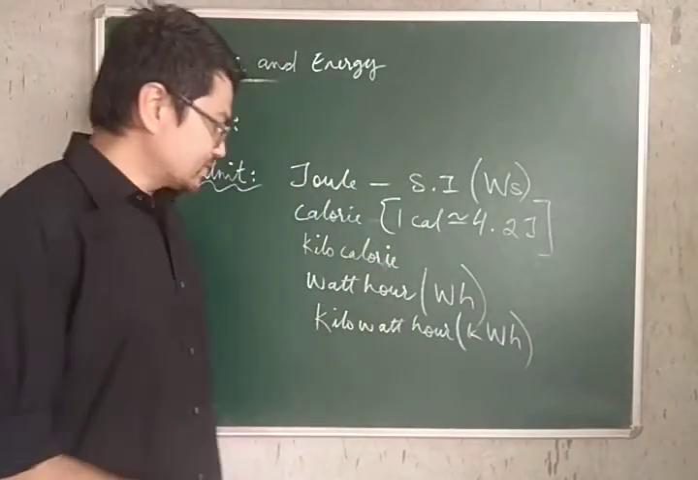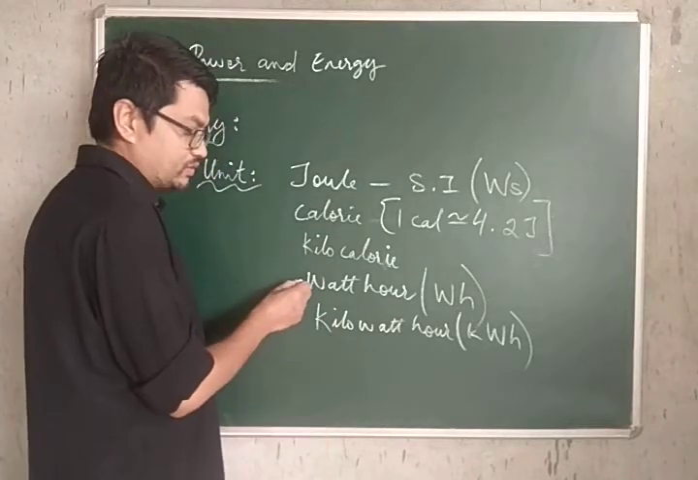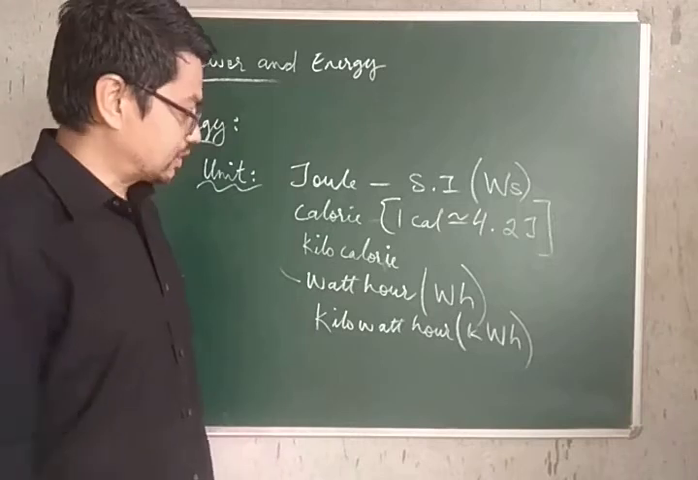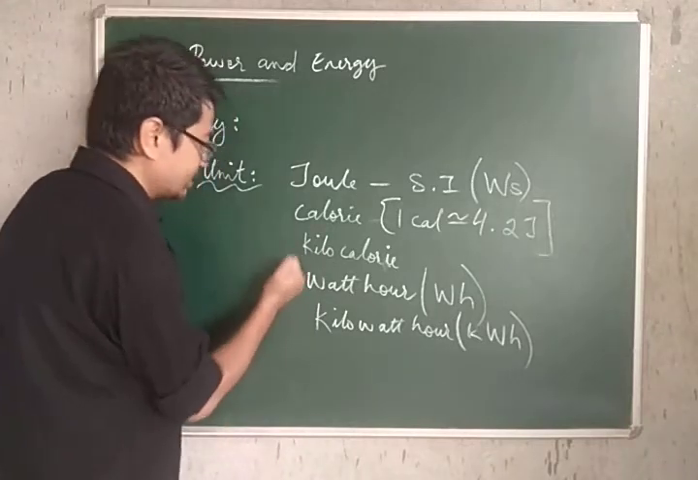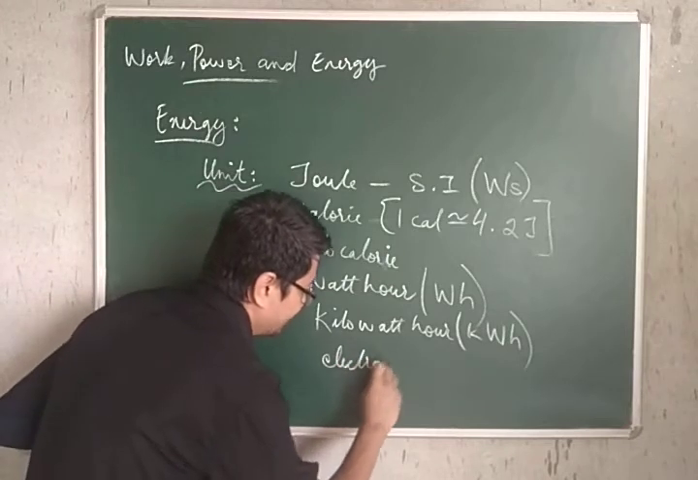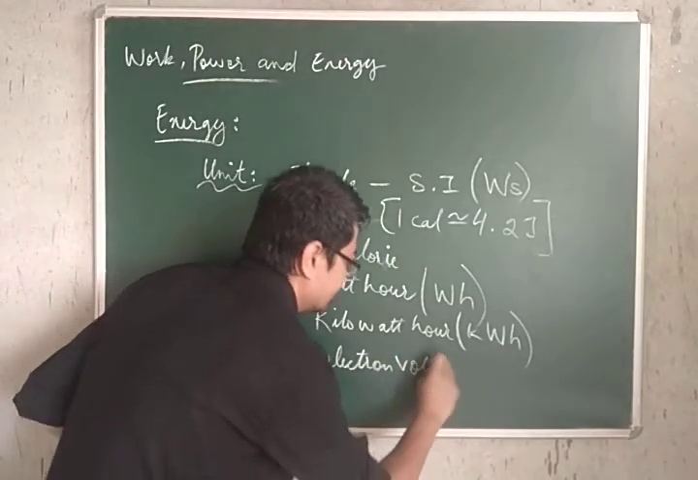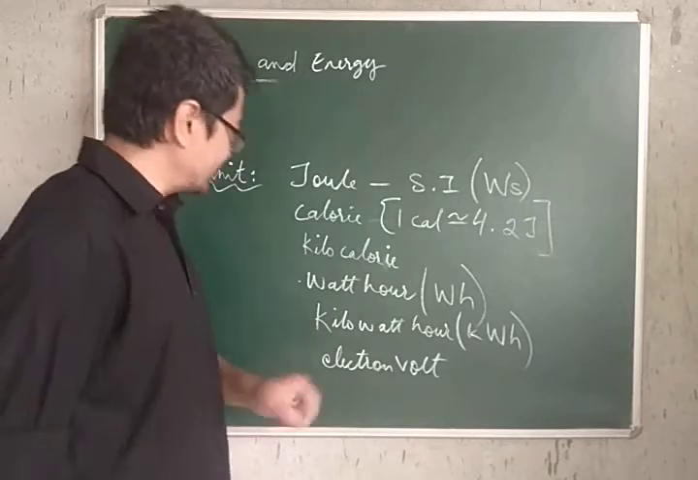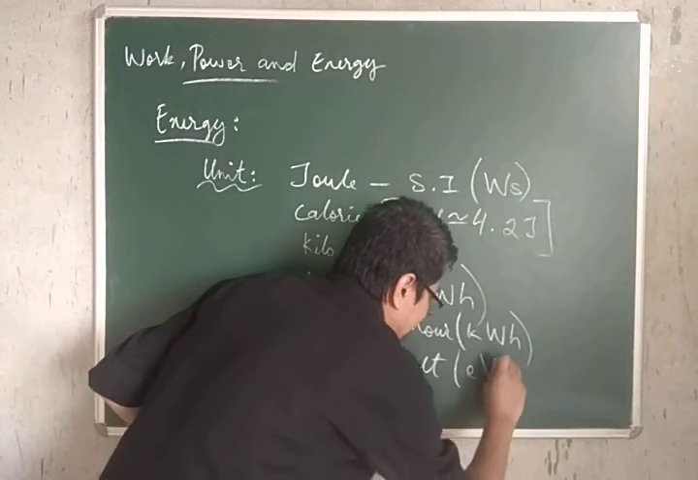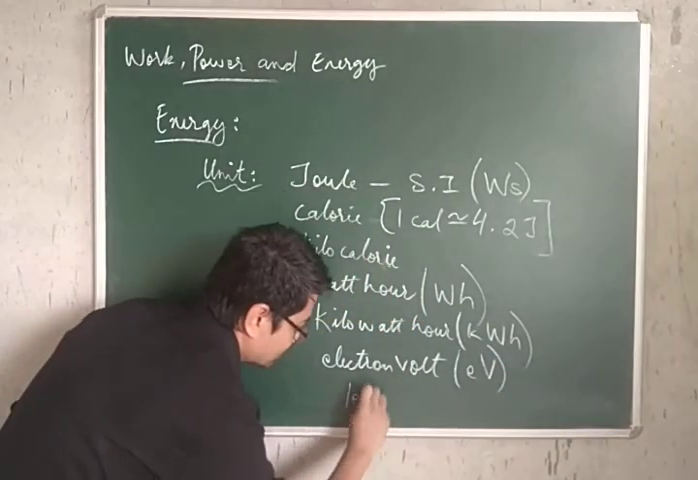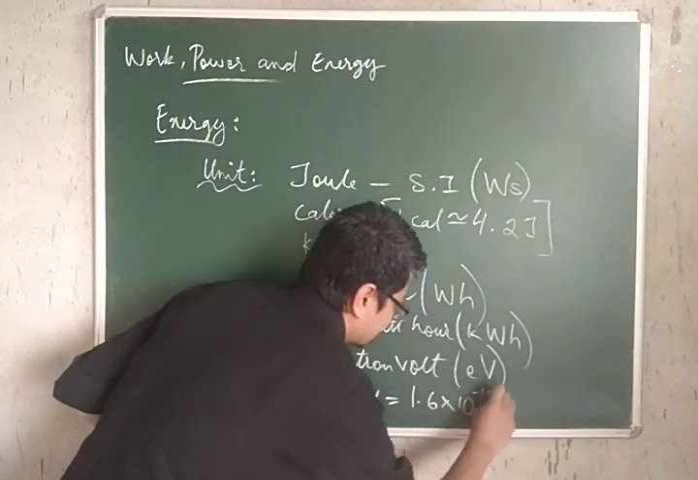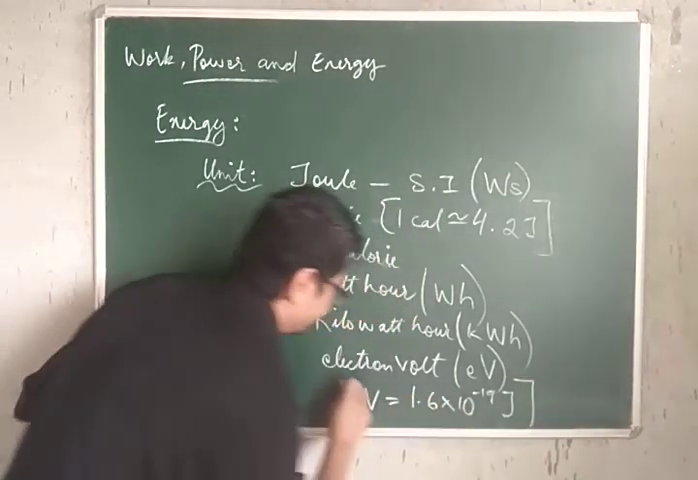In class 10 itself, you've learned to find the relation between watt hour and joule, kilowatt hour and joule. You can try doing that here also. So these are the different units. Of course, there is another unit also which is called an electron volt. Remember, electron volt also is a unit for energy. This is denoted by a small e, capital V, and the relation is 1 eV is 1.6 into 10 to the power minus 19 joules.